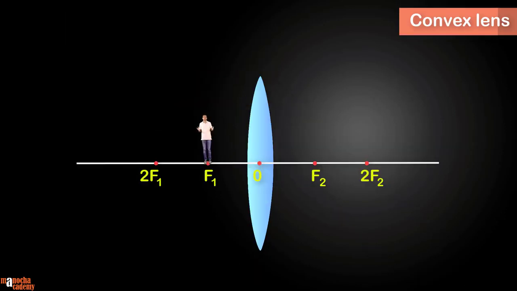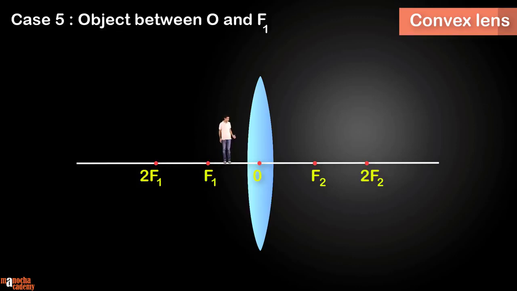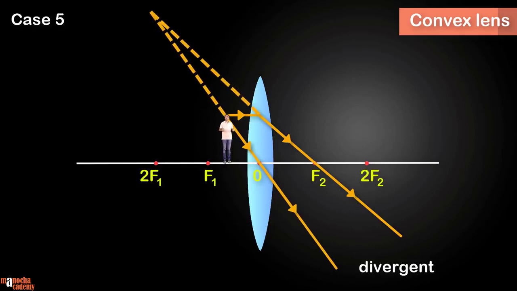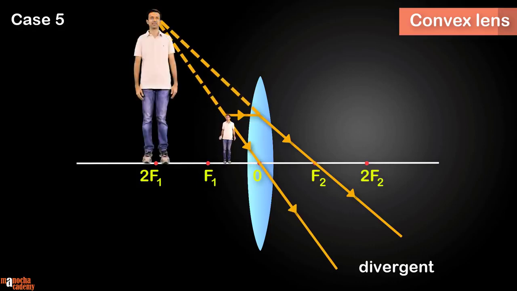Now let's look at the final case where I move really close to the lens. The object, that is me, is between the optical center and the focus of the lens. Let's use rule 1 and rule 2 to draw the light rays from the top of the object. As you can see, the refracted rays here are divergent. So we need to produce them backwards to obtain our image. Wow! Can you see? The image is magnified here.